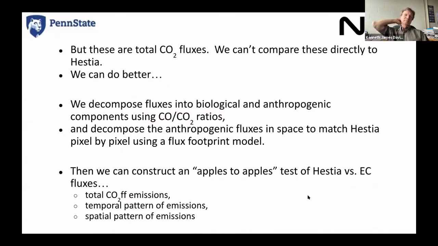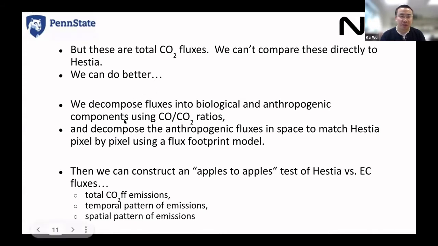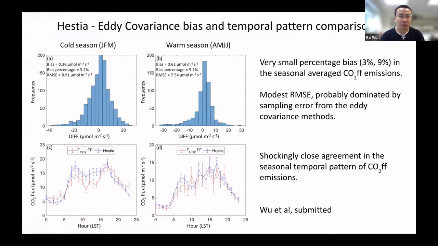That's fine. So these are the total CO2 flux measurements, but we cannot compare them with the Hestia directly. And then we did additional 2 steps. The first one, we decompose this flux data into biogenic and the fossil fuel components using CO measurements and flux gradient relation. And the second step, we match the Hestia emissions in space with a flux footprint model. And then we estimate the predicted Hestia emissions at the tower locations. Then we can do an apple-to-apple comparison.